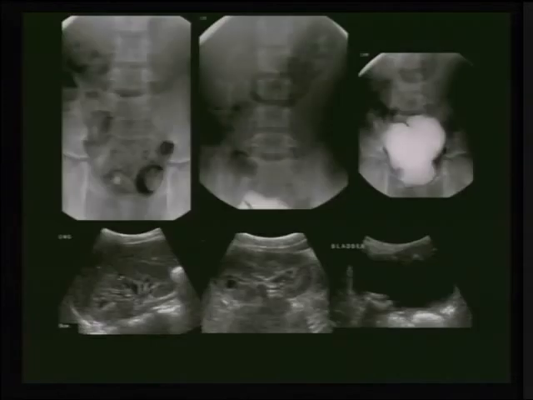This is another example of ectopia vesica, separation of the symphysis pubis, and this is an augmented bladder. That's why you see it abnormal shape, and there is grade 1 reflux. In this case, you can see that a calculus has developed with this augmented bladder.